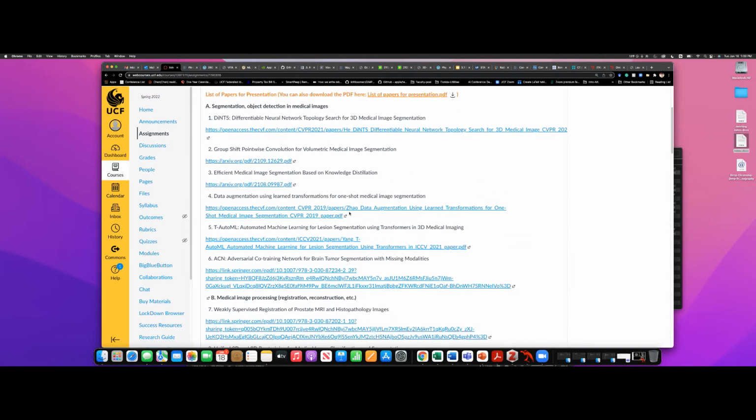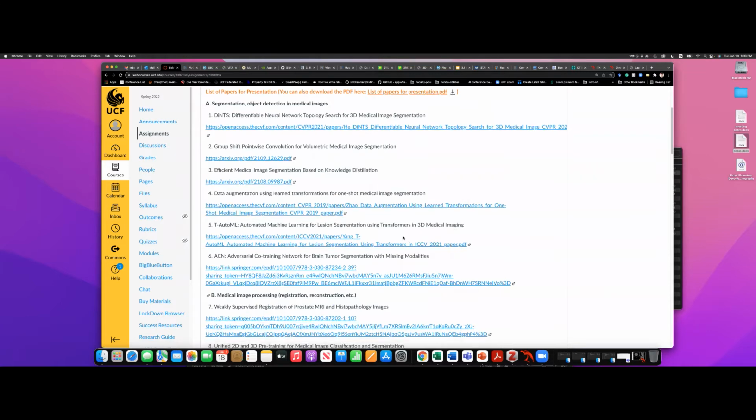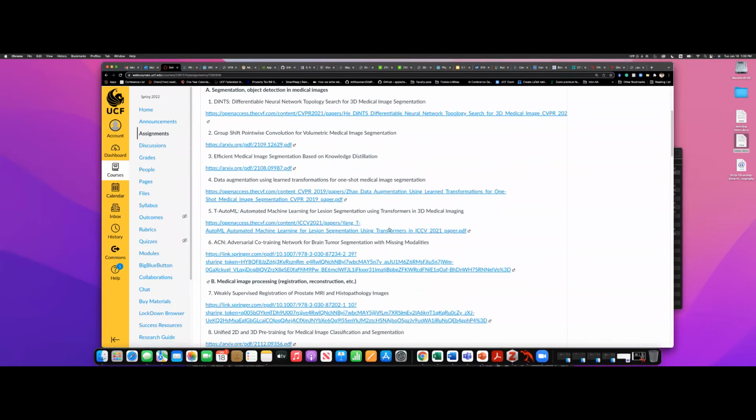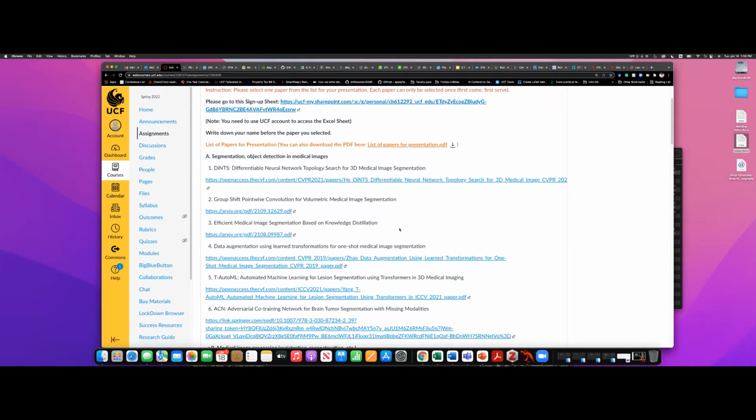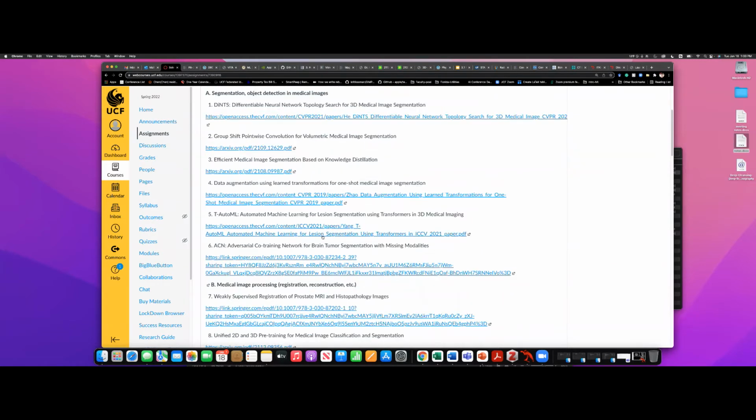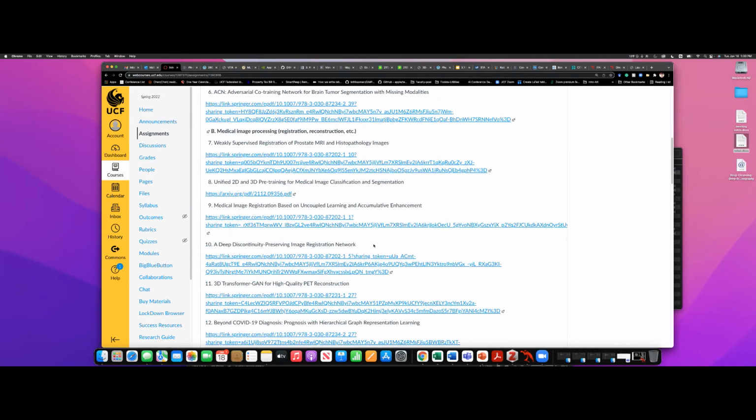Under each category, there are a couple of papers. So if you are interested in a particular topic, say segmentation, you can go here and maybe pick one of them for the presentation. Okay, but you don't have to select the paper from just one topic. You can browse other topics if you're interested.